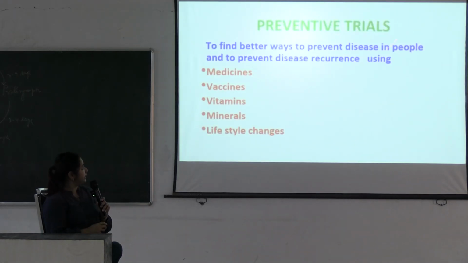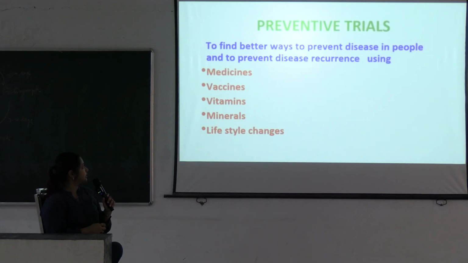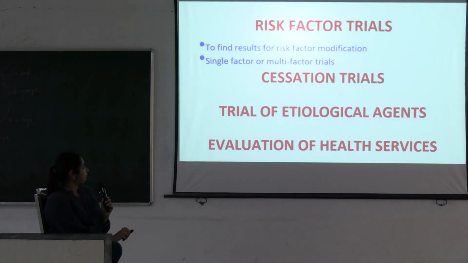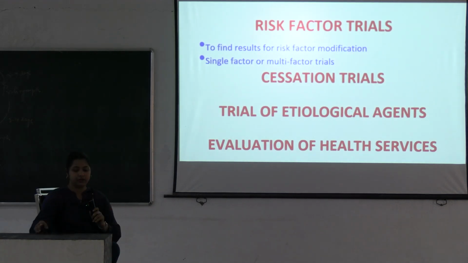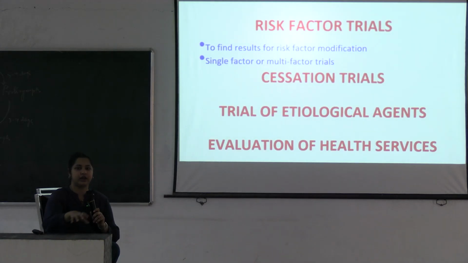You can do preventive trials, like to find better ways to prevent the disease in people and to prevent disease recurrence using any medicine, vaccine, vitamin, mineral, or lifestyle changes. So you can do preventive trials. You can do the risk factor trials, that is finding the results for risk factor modification. Single factor or multi-factor trials means if you want to study the risk factors of certain diseases, you can do the risk factor trials. You test for the risk factors.